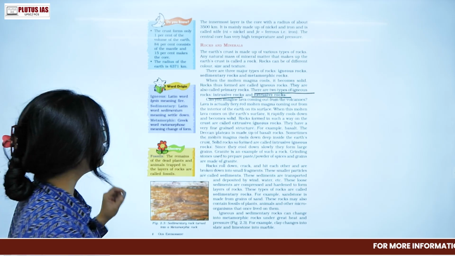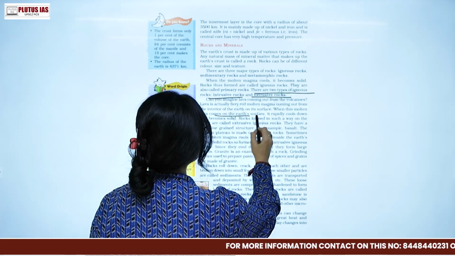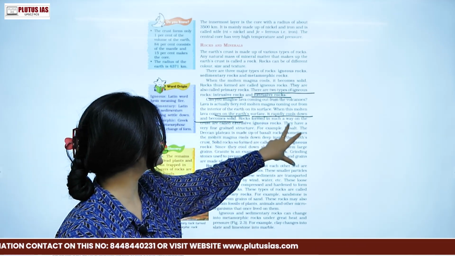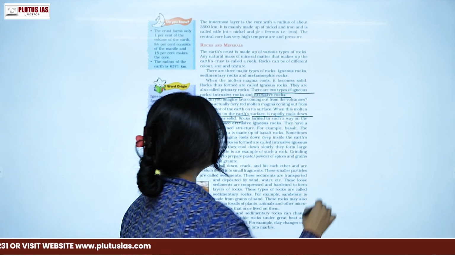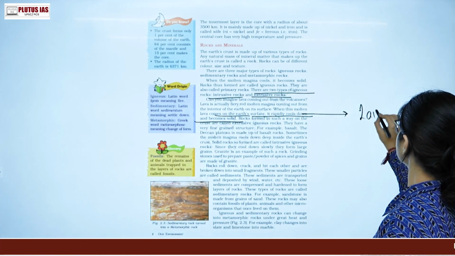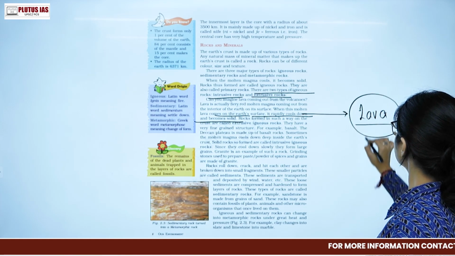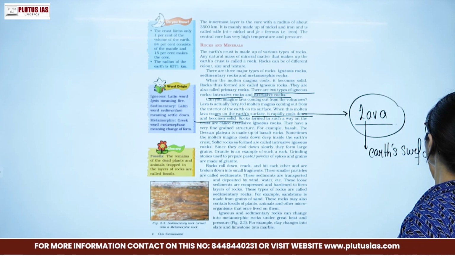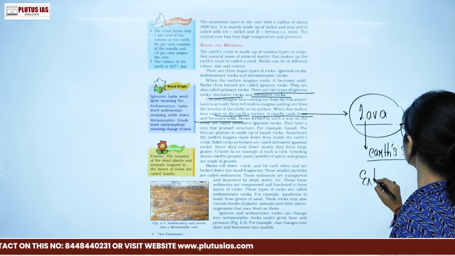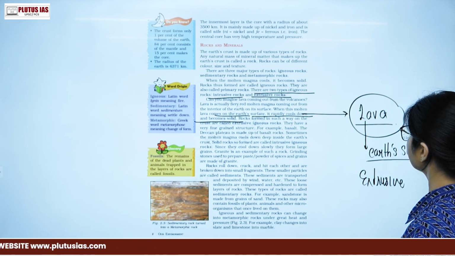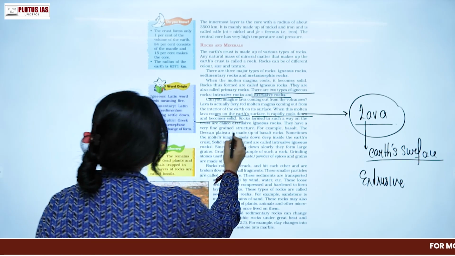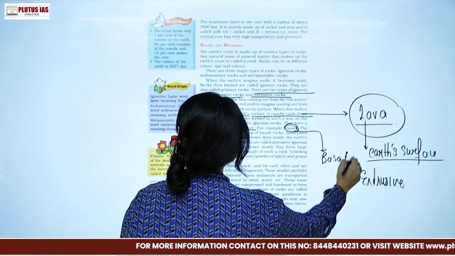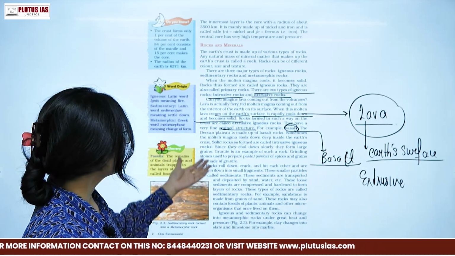So how are they? When the molten lava comes out on the earth's surface, it rapidly cools down and becomes solid. Rock formed in such a way is called extrusive. So when the lava has come outside, on the earth's surface, now it becomes what? Extrusive. They have a fine grained structure. For example, basalt. Where is basalt? It is in the Deccan Plateau.